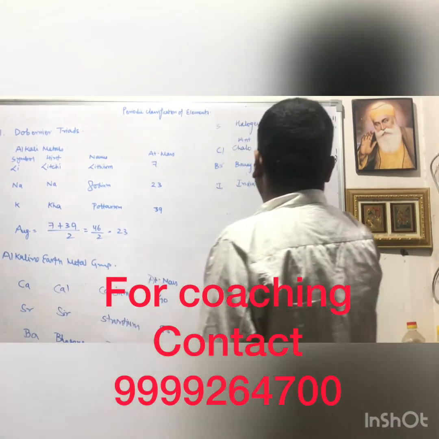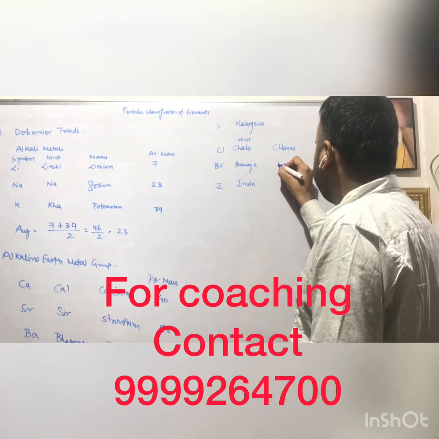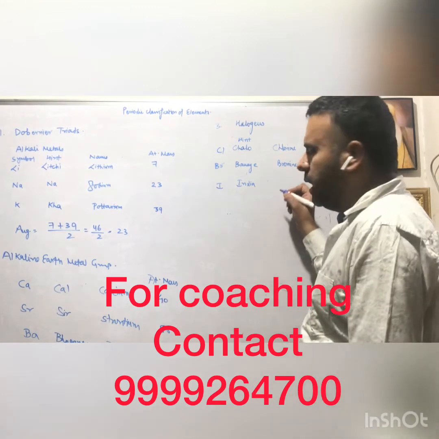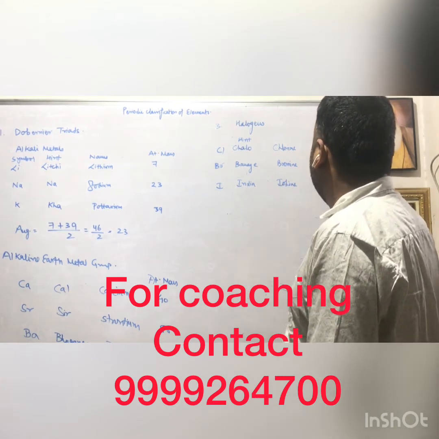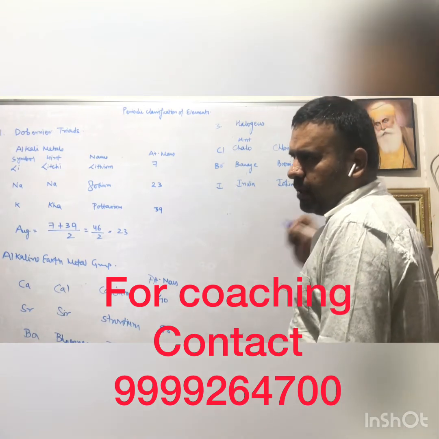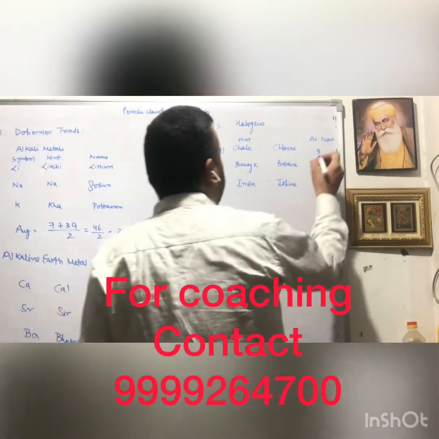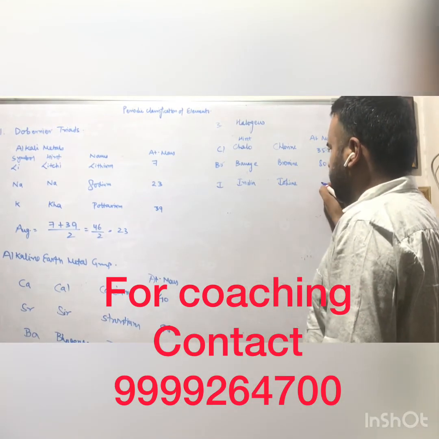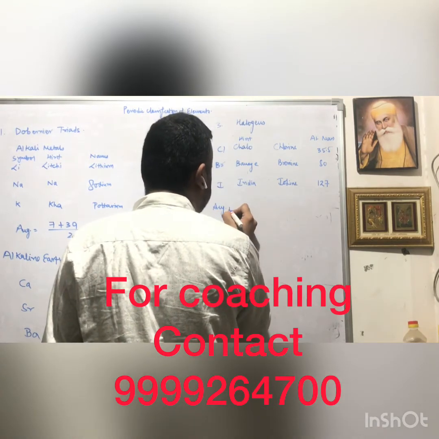First of all, you know the names. Chalo for chlorine, bromine, and iodine, right? And the atomic mass of chlorine is 35.5, for bromine it is 80, and for iodine it is 127. Find out the average.